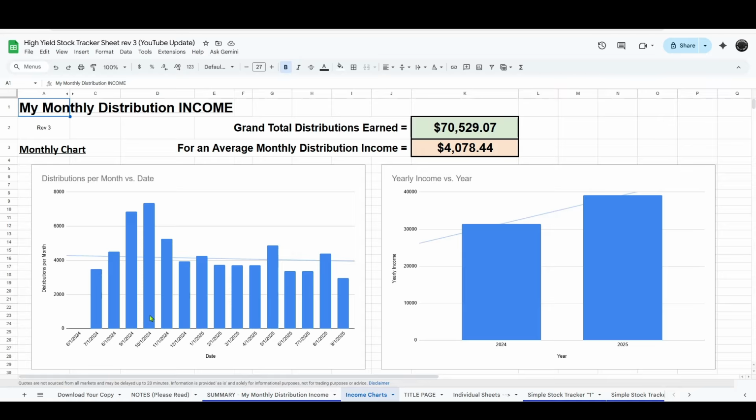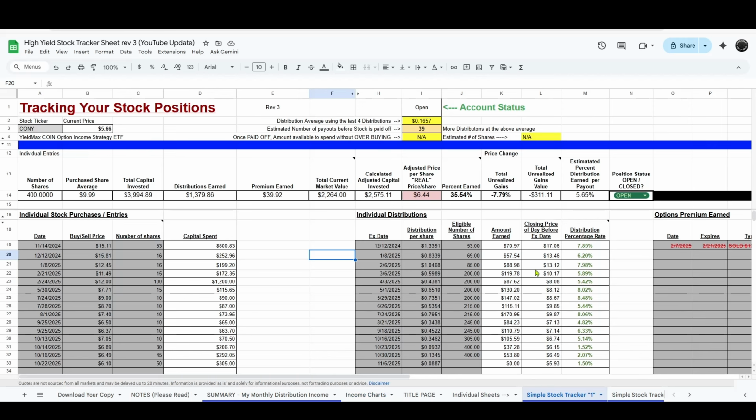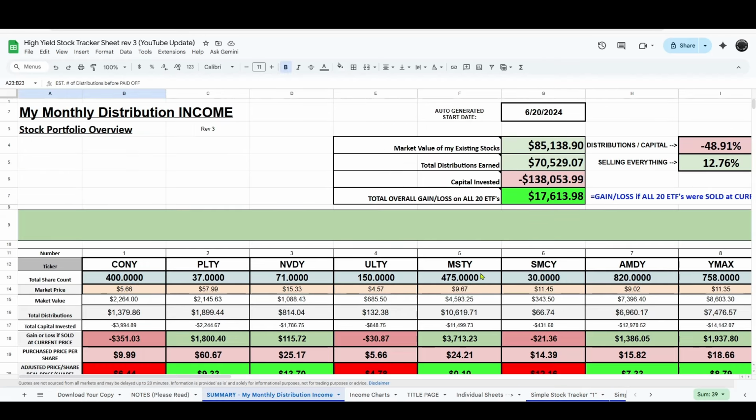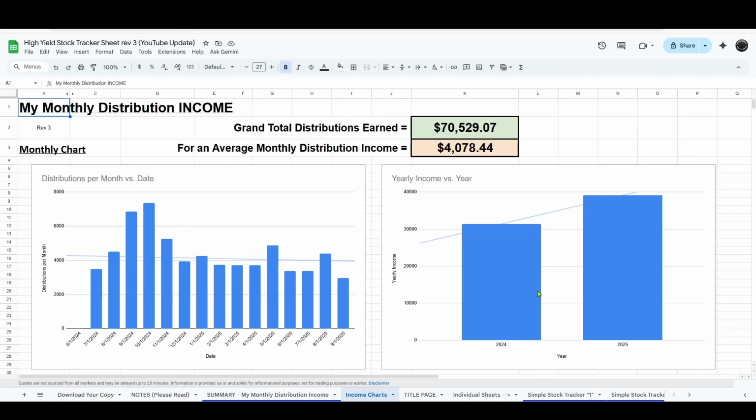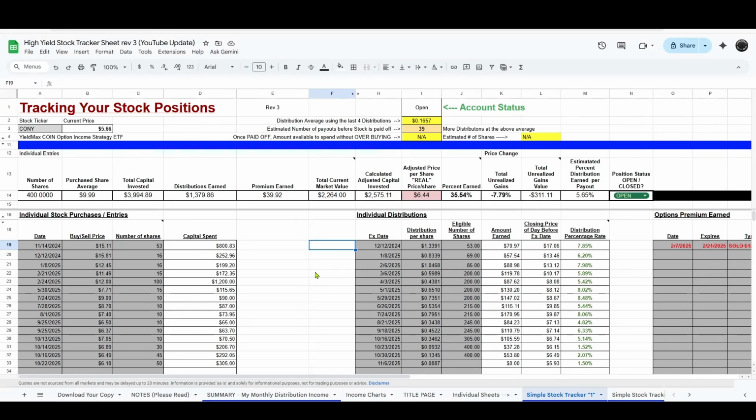So when you update your stock tracker sheets, you enter in all your information, it will automatically go in, it will update the summary page and your income charts. So I think those are pretty nice little features to have for the Rev 3. So I think I went over pretty extensively some of the changes that we have here on the Rev 3.